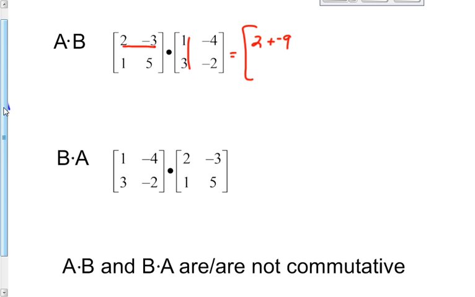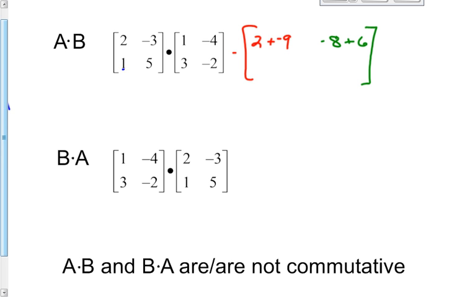Now I'll go to the first row, but multiply it by the second column. So first row, second column. 2 times negative 4 is negative 8. Negative 3 times negative 2, 6. I'm now done multiplying the first matrix. Let me erase that line for you. So I'm done with the first line of the matrix, so I now go to the second line.